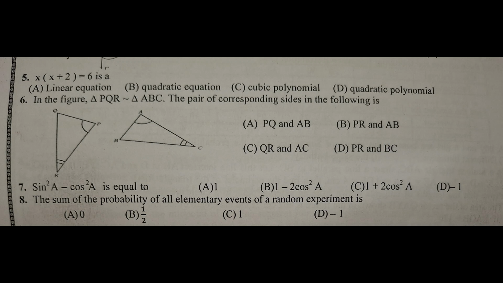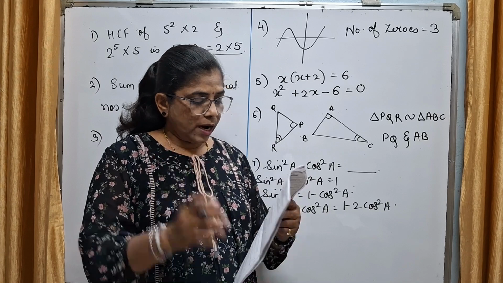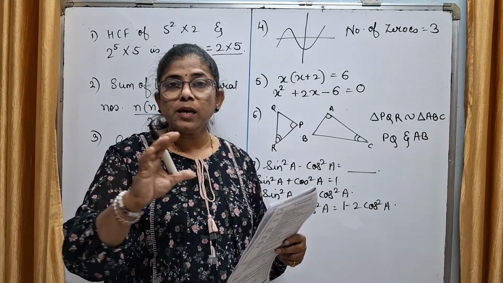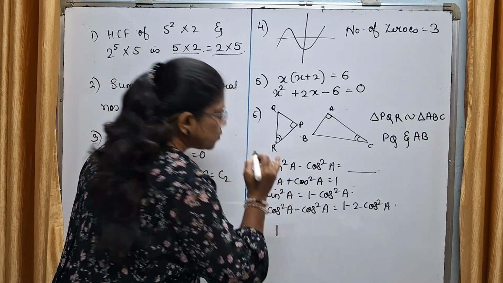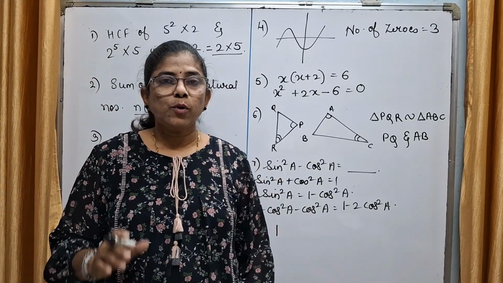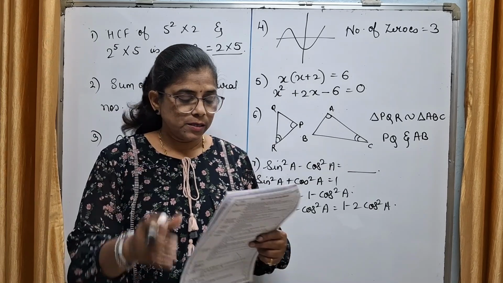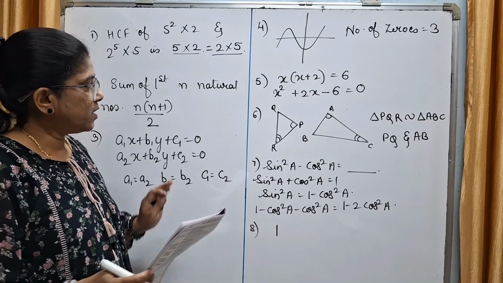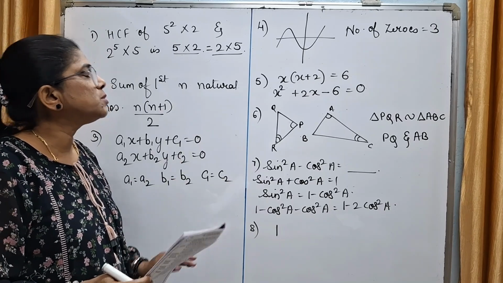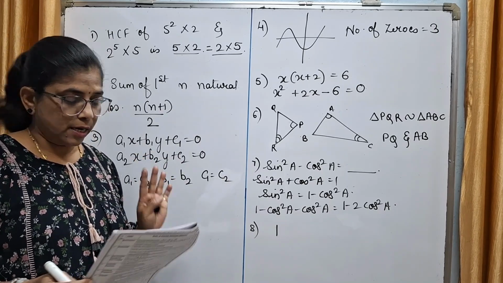Sum of the probability of all elementary events of a random experiment. If we add the probability of all the elementary events of one random experiment, the sum is always 1. So here we complete our first Roman number, where we had A, B, C, D options, and we have completed these 8 questions.